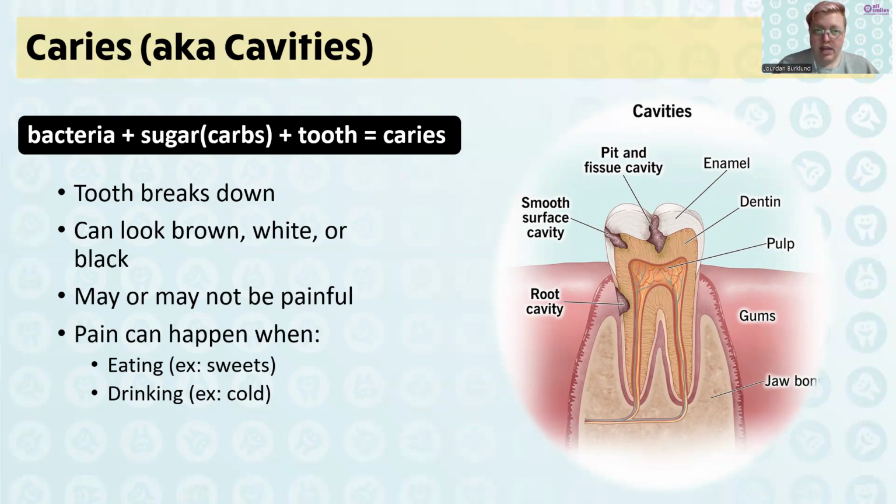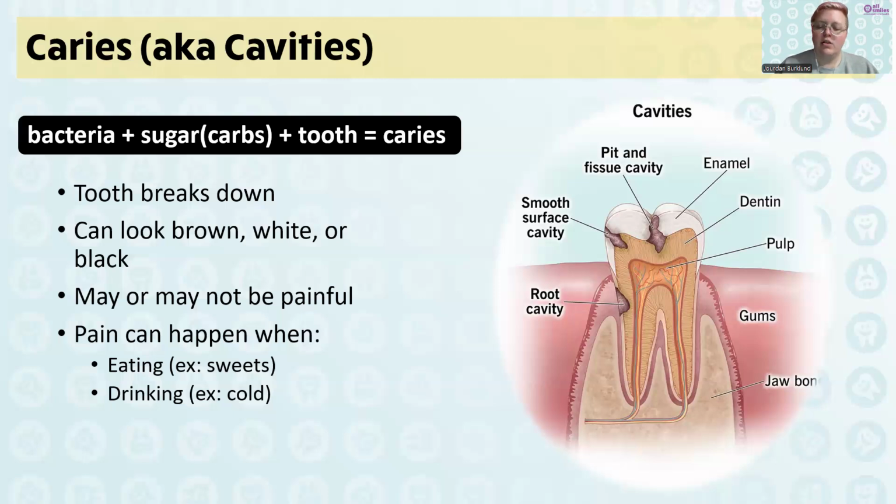One thing is cavities, or as we call them, caries. So if you hear us say caries, it's the same thing as cavities. The way you get a cavity is you need three things. You need the bacteria that causes cavities, you need some kind of sugar, which includes carbohydrates, and you need a tooth surface. If you have all three of those things, it is easy for you to get a cavity.